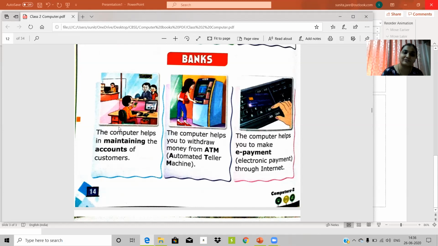So look at the first picture, right? This person is giving money, and this person is taking the money and storing the information in the computer. So maintaining the accounts of customers. Whose accounts? Customers, because banks have accounts. Bank account, right? Your parents must also have bank accounts in some bank, right? So bank has to keep the information about all the customers' accounts.